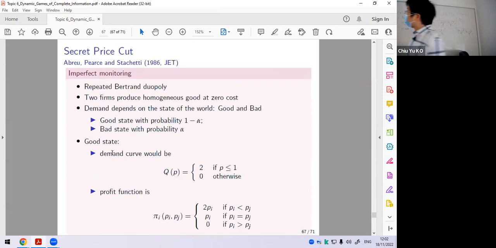But that being said, this is also a very important piece of work. Everyone wants to work on price war with imperfect monitoring. This is the paper you go back to, right? So these two are classical papers. If you ever want to work on this problem, you should read those papers.